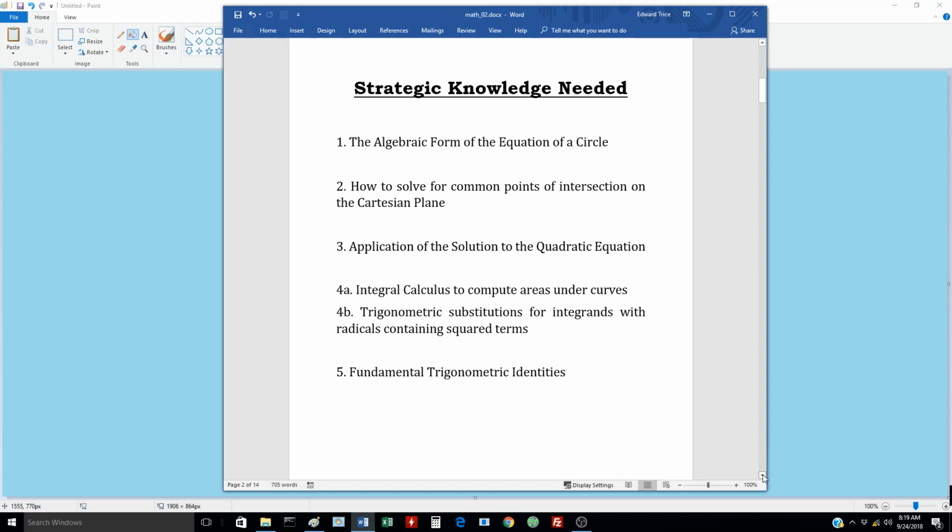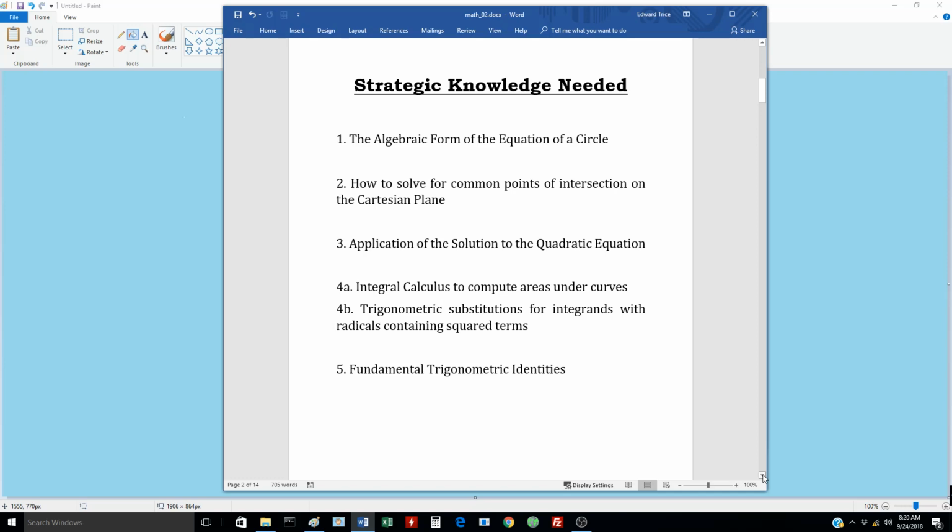But in this particular case, you're also going to need to know one of the more advanced integration techniques called trigonometric substitutions. And you'll see why as we get to that in a little bit. And not only that, you're going to have to recall some of those fundamental trigonometric identities.